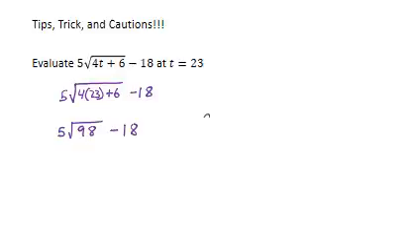So let's take a look at this 98. What could we split 98 up into? Let's see, it's an even number, so 98 divided by 2, that splits up into 49 times 2. Oh, and then 49 splits up into 7 times 7. So I've got 7 times 7 times 2.